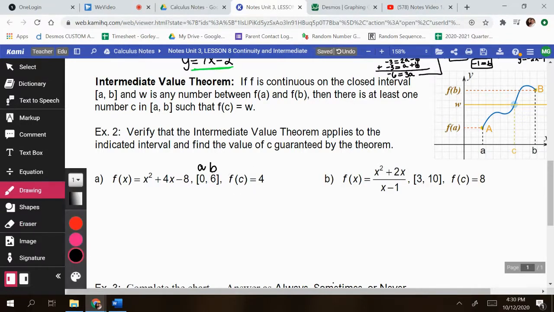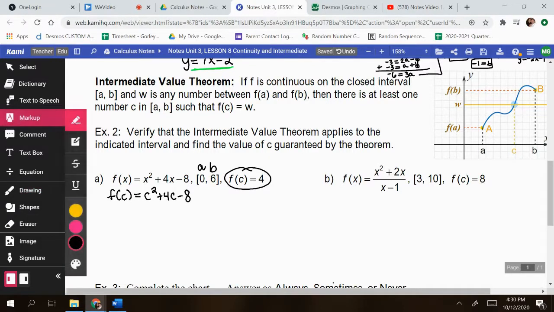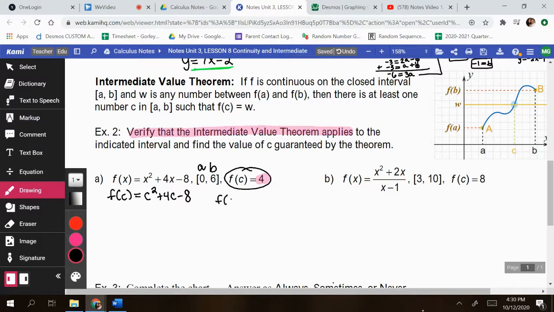Okay, I'm going to first just start by rewriting my function in terms of c. So this is going to be c squared plus 4 times c minus 8. And I already know that f of c is equal to 4. So in order to verify that the intermediate value theorem applies, we need to make sure that 4 is in the middle of f of a and f of b. We need to make sure that 4 is a number that's in the middle of f of a and f of b. See how we're looking for a number between f of a and f of b?